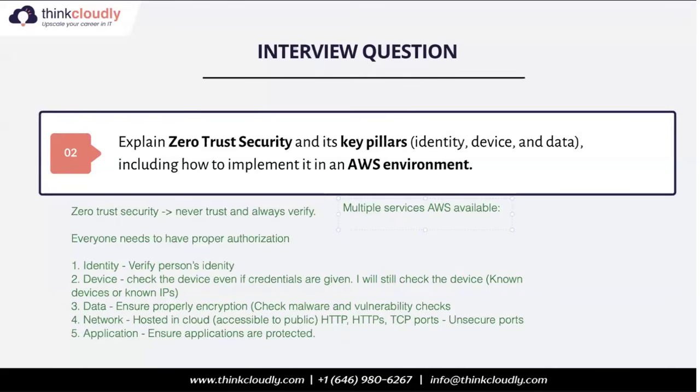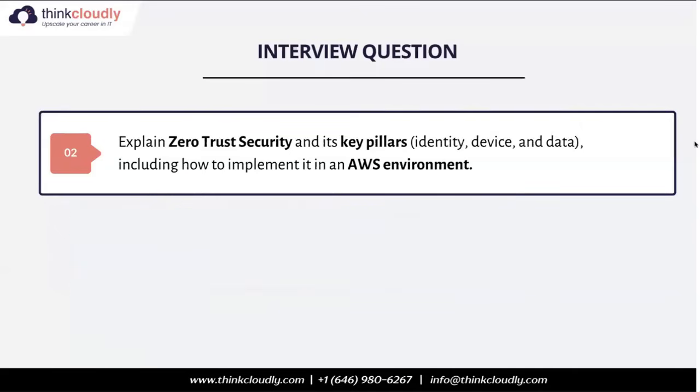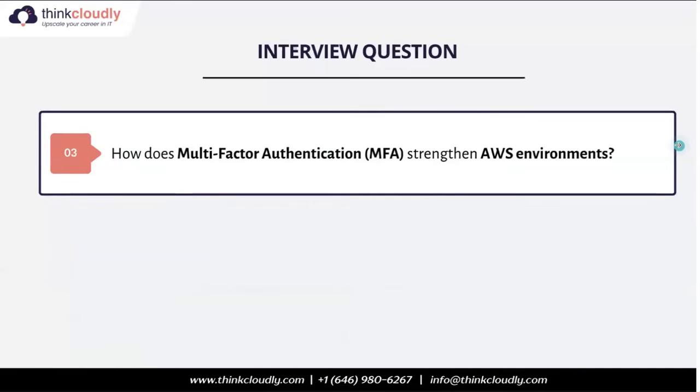And it happens a lot that when you go to an interview, and interviewers are talking about security, they may ask you what you understand by zero trust security and what its pillars are. So please make sure that you understand that zero trust security is never trust and always verify. And also remember these five pillars: identity, device, data, network, and application. Okay, so I hope that's clear, everyone. Moving on to the third question.